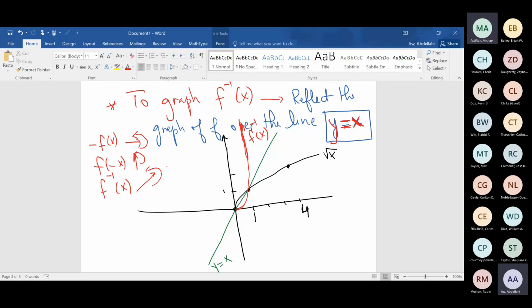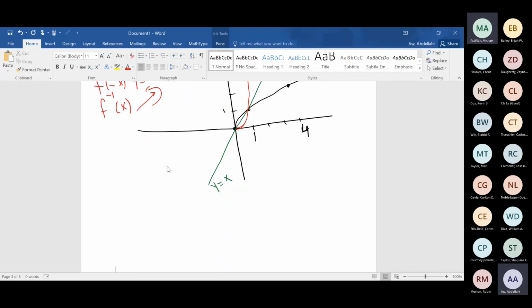Now, for the upcoming quiz and for the test, I generally don't ask about graphing the inverse. But in ALEKS, remember, if you are asked to graph the inverse, you flip the function over the line y equals x. Remember that, okay? You flip the function over the line y equals x.